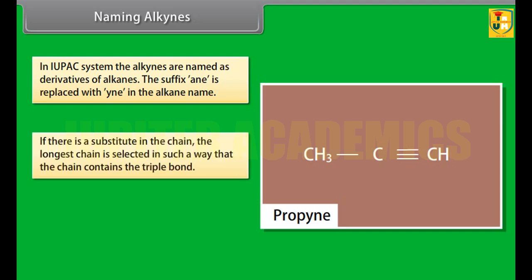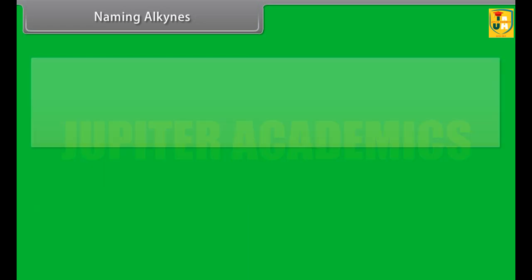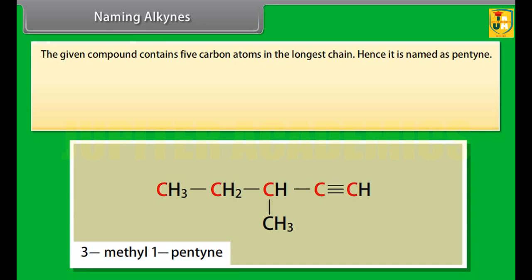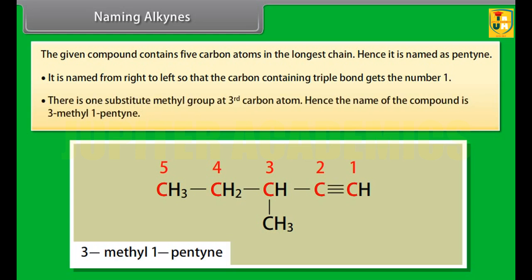If there is a substituent in the chain, the longest chain is selected in such a way that the chain contains the triple bond. Similarly, the chain is numbered in such a way that the carbon containing the triple bond gets the least number. For example, the given compound contains 5 carbon atoms in the longest chain, hence it is named as pentyne. It is numbered from right to left so that the carbon containing the triple bond gets the number 1. There is one substituent, a methyl group, at the third carbon atom. Hence, the name of the compound is 3-methyl-1-pentyne.